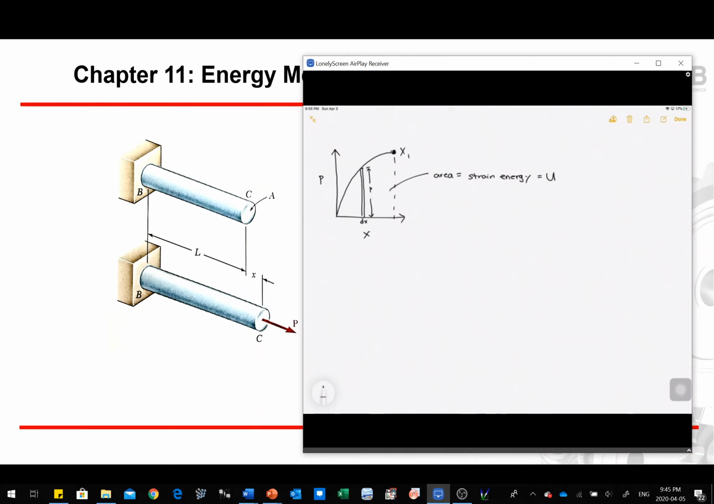And if we're going to calculate the area of this curve, or our strain energy, we're going to get U is equal to the integral from 0 to x1, so from the 0 point up to this point right here, of P dx. So that's the equation for our strain energy.